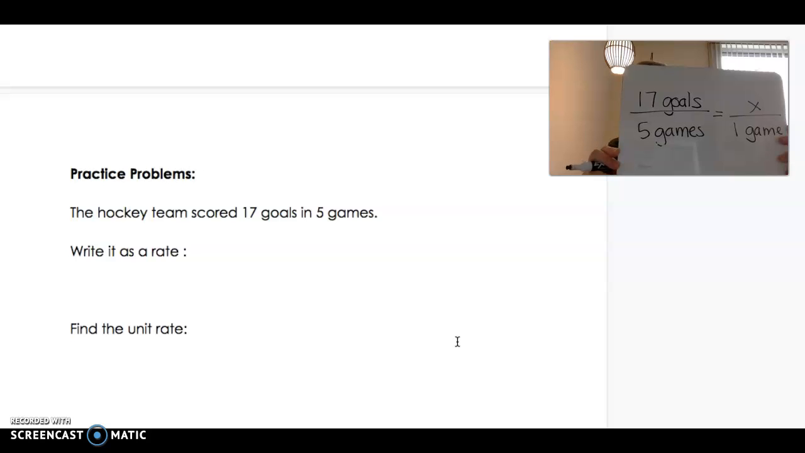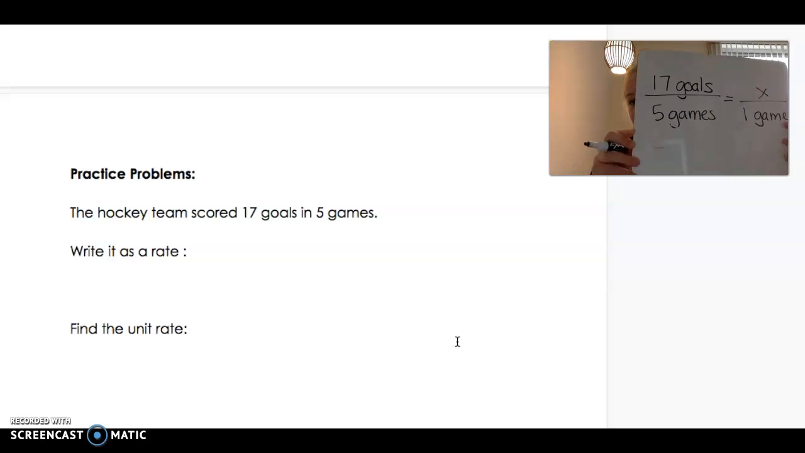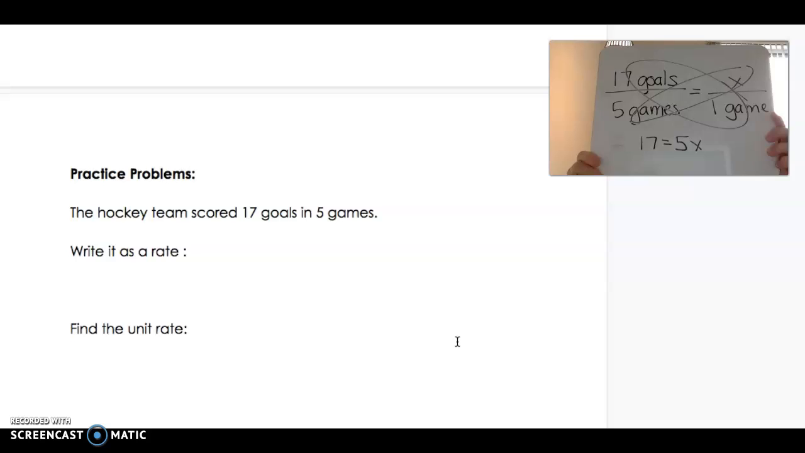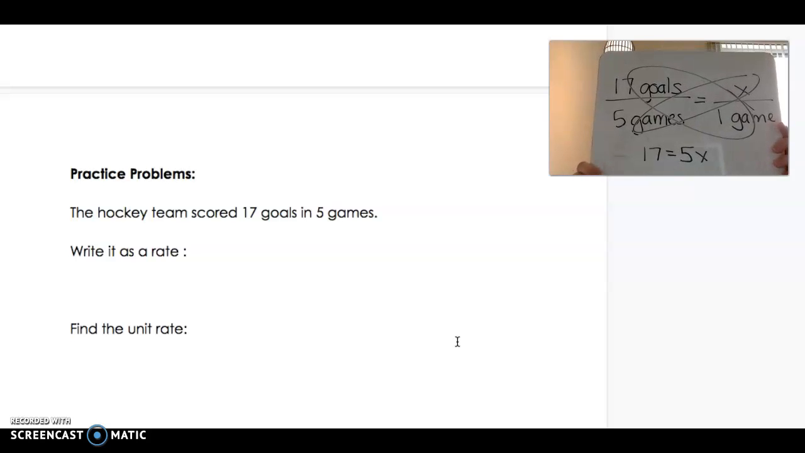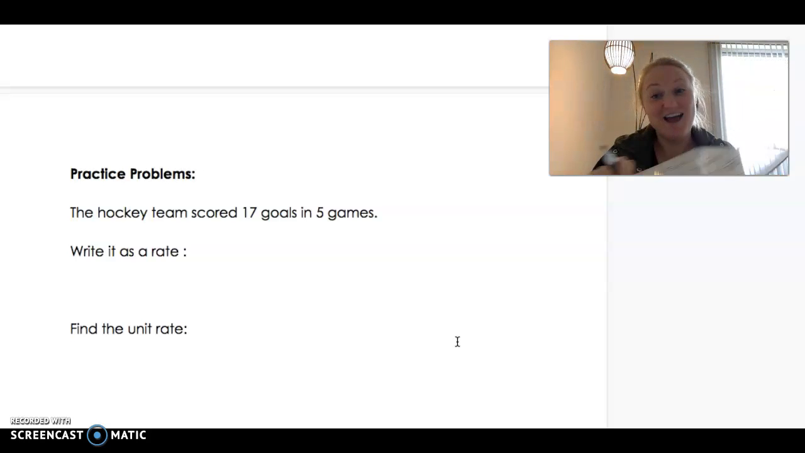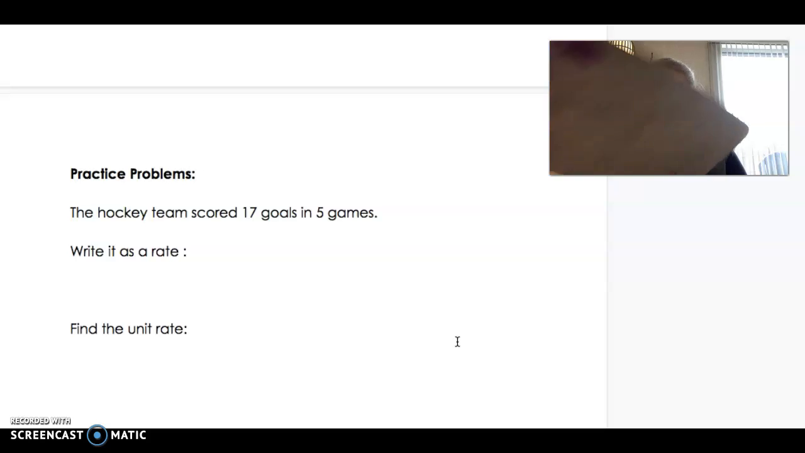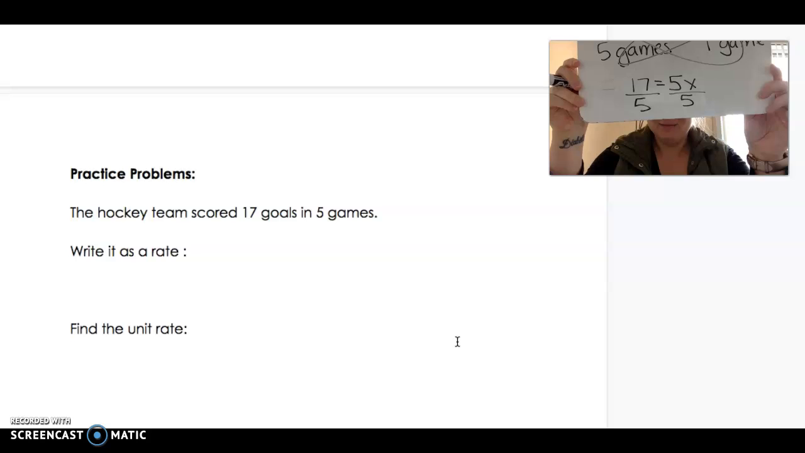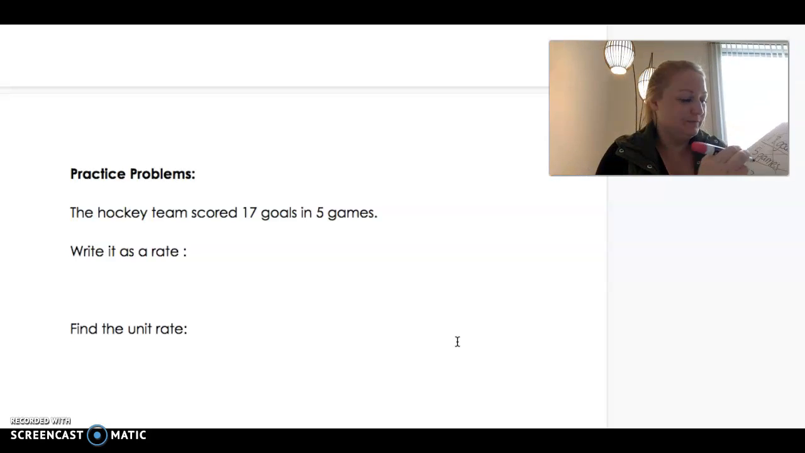All right, now I can use cross multiplication to set up a one-step equation. And I'll show you my screen in 1 second. So here, I've used cross multiplication to set up a one-step equation, and then I'm going to need to balance that equation by finding x. So getting x alone, I'm going to divide both sides by 5, and I have 17 divided by 5, and I'm going to get my same answer of 3.4. So x equals 3.4.